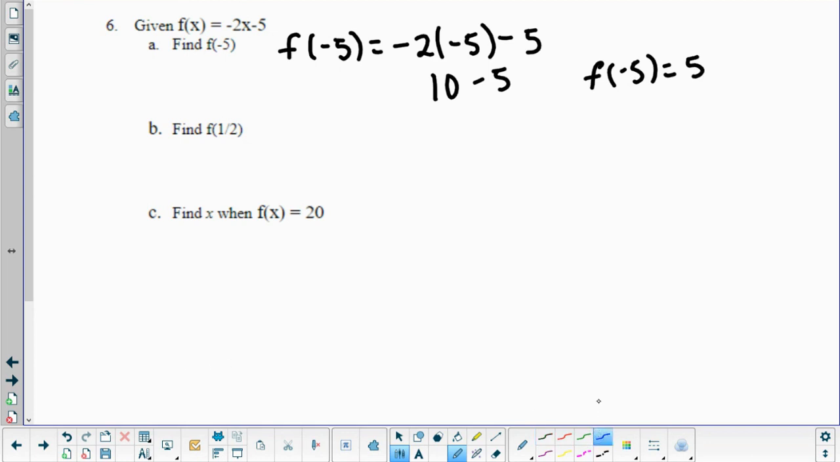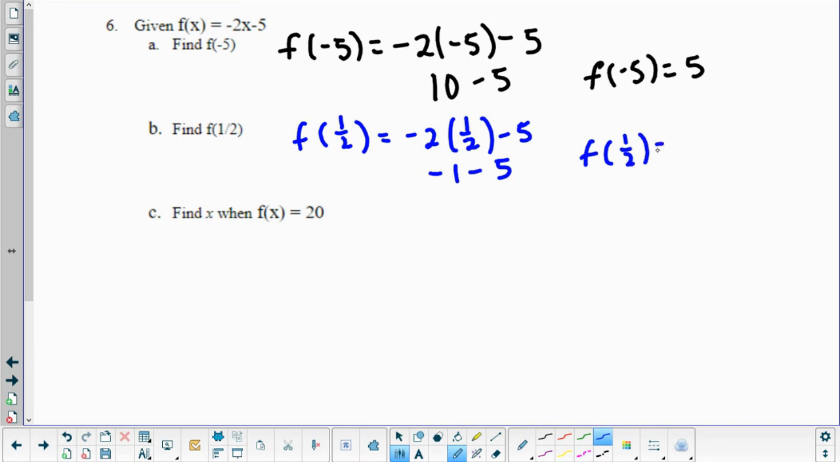Okay, I'm going to change colors here so we can see the second one. This is f of 1/2. So I'm doing the same thing. Every time I see an x, I'm going to replace it with 1/2. All right, 1/2 of negative 2, well, that's negative 1. And if I take away 5, f of 1/2 should be equal to negative 6. Okay, make sure that's 6.